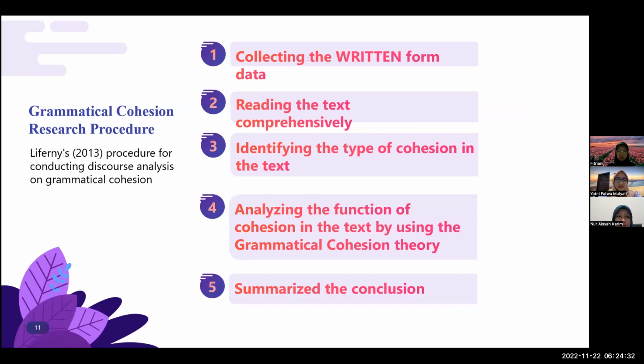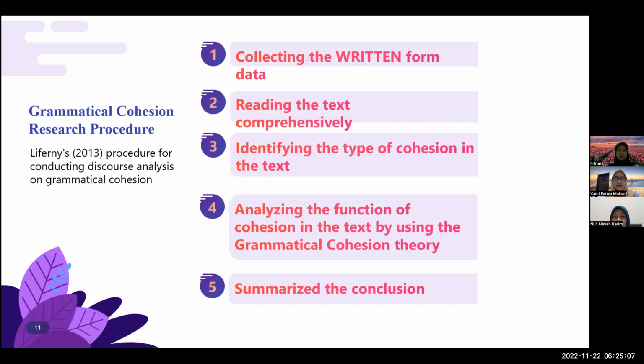Okay, next slide is the grammatical cohesion research procedure. According to Liverny 2013, the procedure for conducting discourse analysis on grammatical cohesion is, first, collecting the written form data, because we know that grammatical cohesion is commonly or mostly used in written language. Second is reading the text comprehensively. So we read the text first and then identify the types of cohesion in the text.